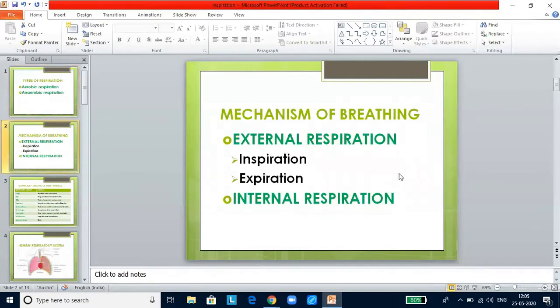Now let us look at the mechanism of breathing. It can be broadly divided into external respiration and internal respiration. Now let us know in brief about external respiration. It is the process by which gases are exchanged between the blood and the air. It is a physical process. It is simply the intake of oxygen and giving out of carbon dioxide.